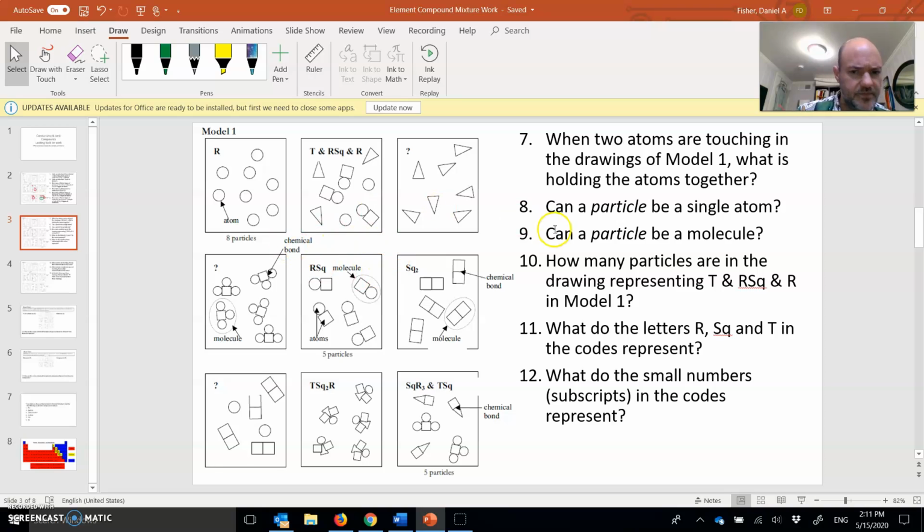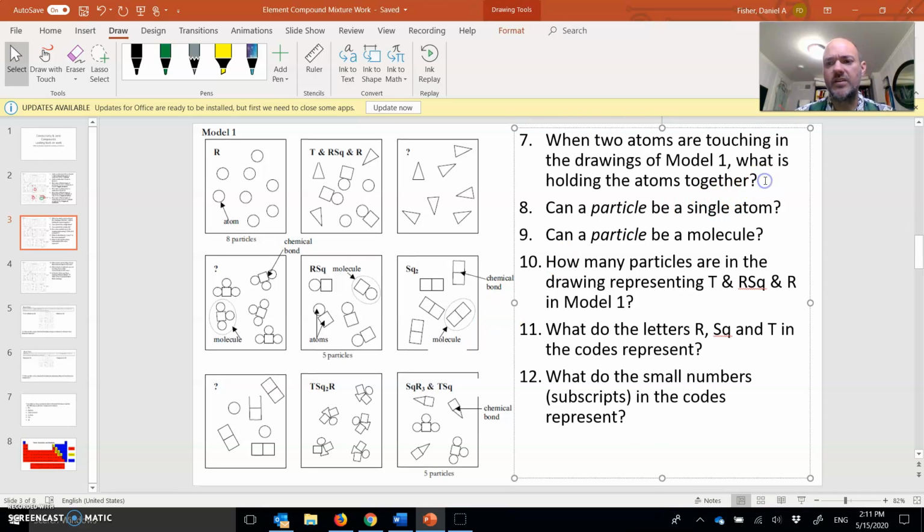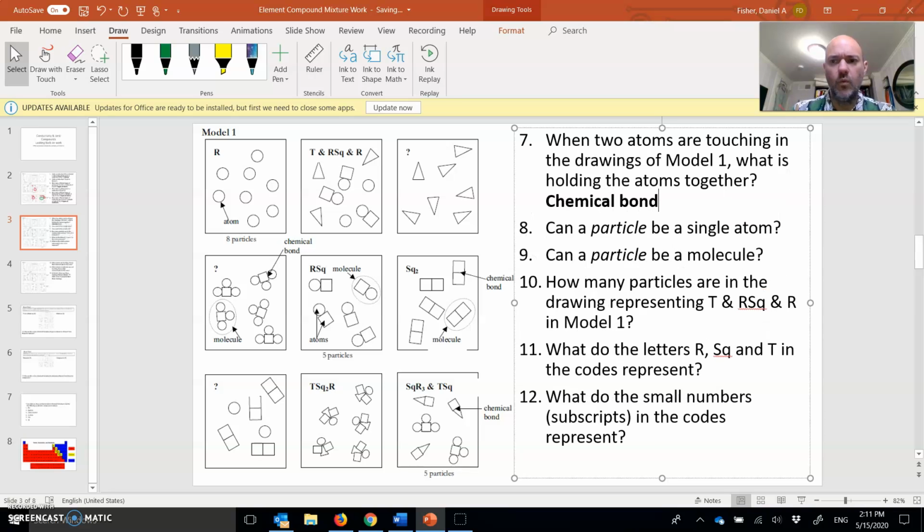All right, so when 2 atoms are touching in the drawings of Model 1, what is holding the atoms together? So I'm going to look through. I've got atoms, and then I notice, oh, this is pointing to where they're touching right here. And what does it say? Chemical bond. Oh, same thing right here, chemical bond. So what is holding the atoms together? It's a chemical bond.